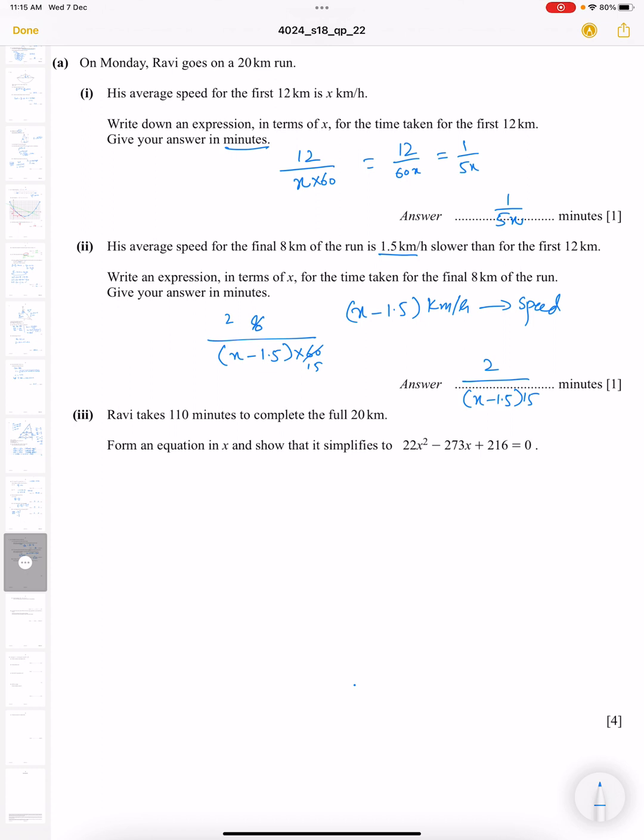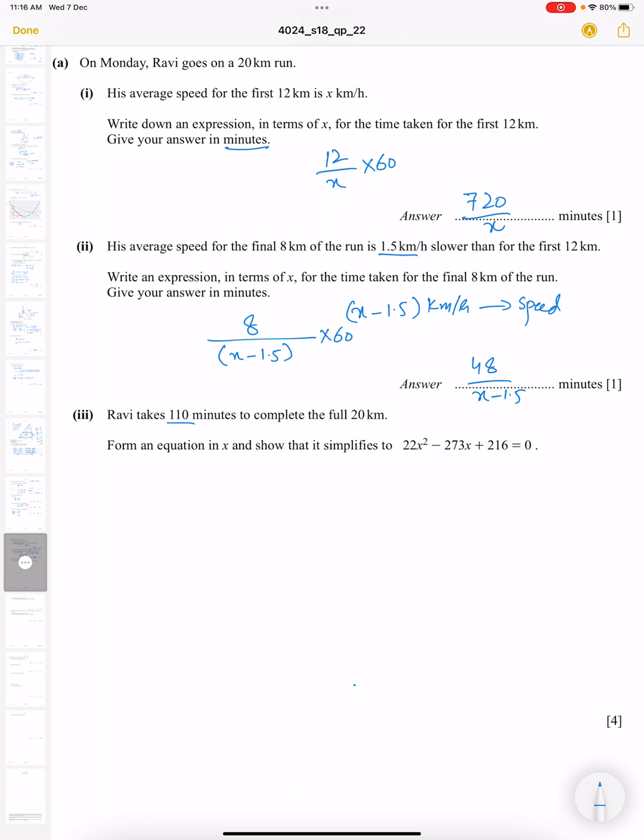Sorry, there was a mistake. Basically, this 60 should be multiplied with the whole value. Since the time is in minutes, it will be 12 over x multiplied by 60 here. In the same way here, it will be 8 over x minus 1.5 multiplied by 60. So we get this one as 720 over x, and this one as 480 over x minus 1.5.